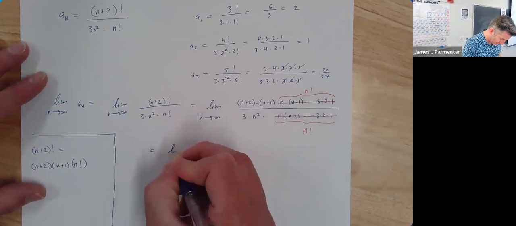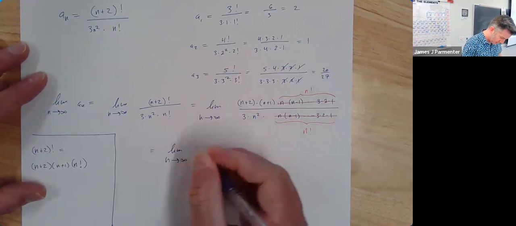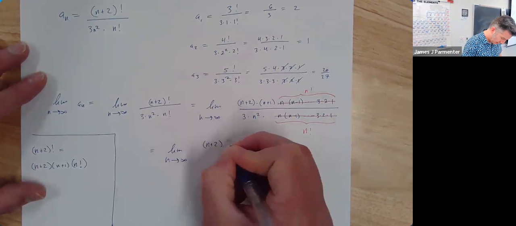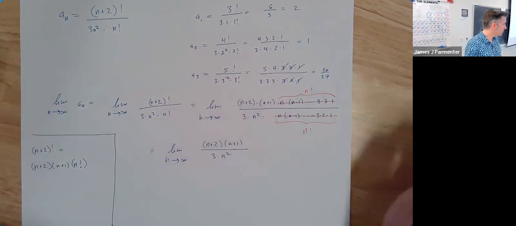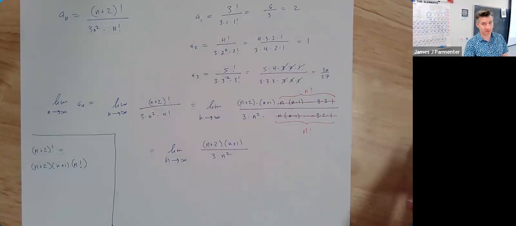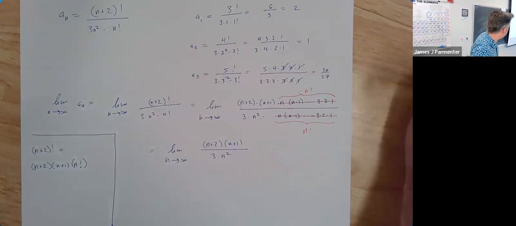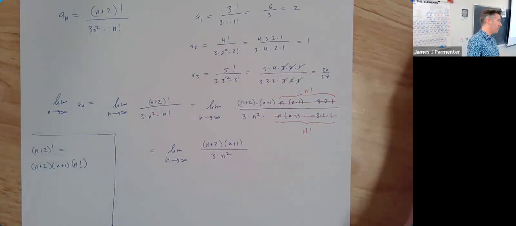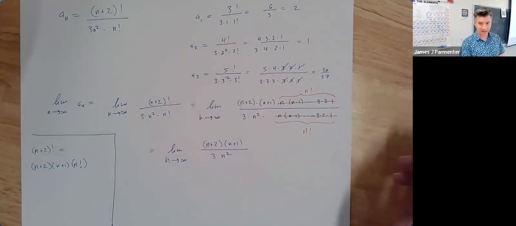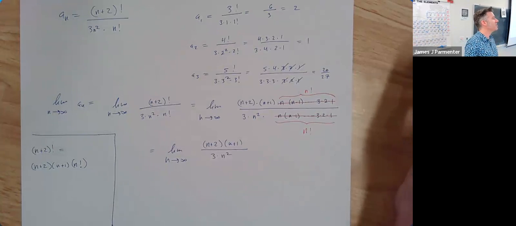So we're left with the limit as n goes to infinity of (n plus 2) times (n plus 1) over 3 times n squared. And I guess you could use L'Hopital's rule here if you really wanted to, but at this point, you don't need to. I would say you're trying to kill an ant with an atomic weapon. That's a saying people used to say, where basically you're using too big of a tool for the thing you need to do.